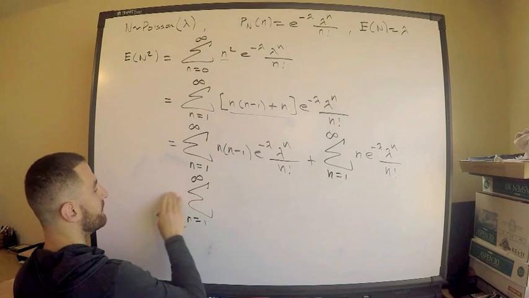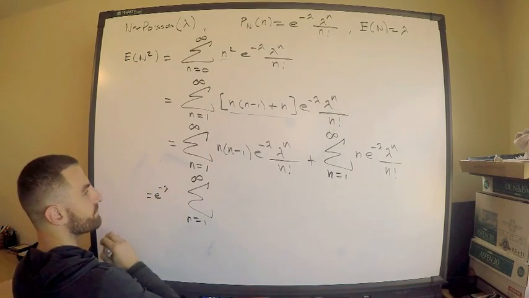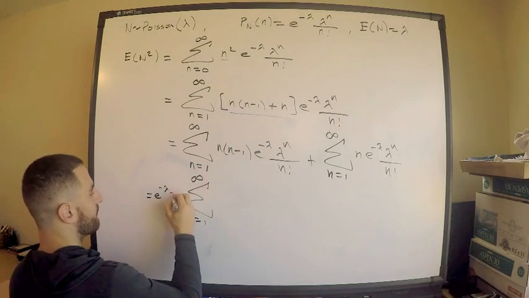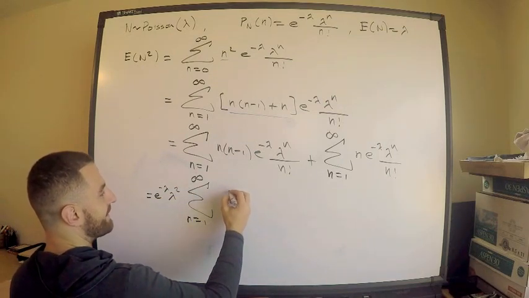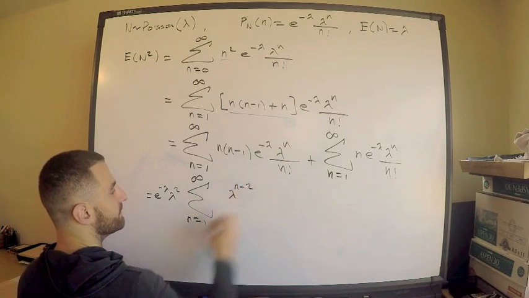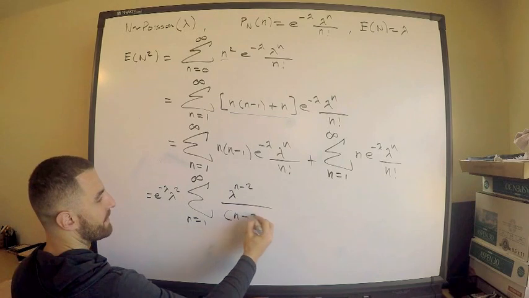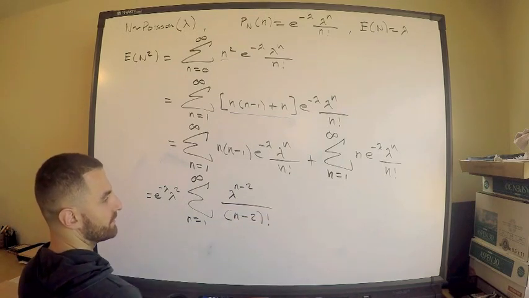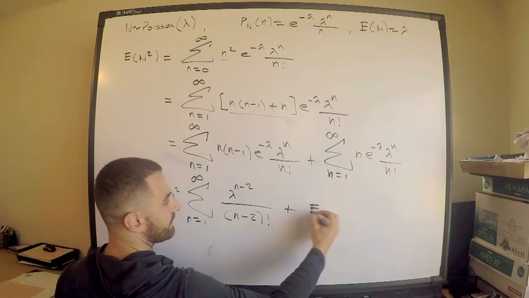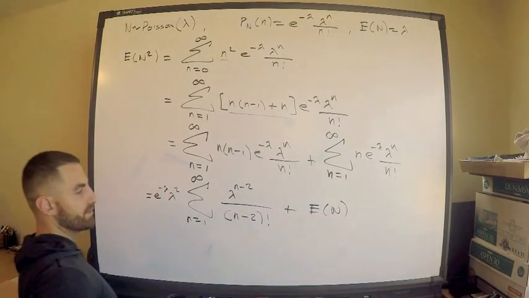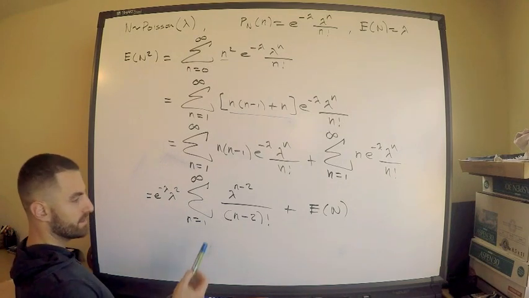What am I going to do here? I'm going to take out e to the negative lambda. I'm also going to take out lambda squared. This is what I get. I get lambda to the n minus 2, but now n times n minus 1 cancels here. This is n minus 2 factorial. Plus, now we recognize this. This is the expected value of n, which of course is lambda. Look at what I have here.